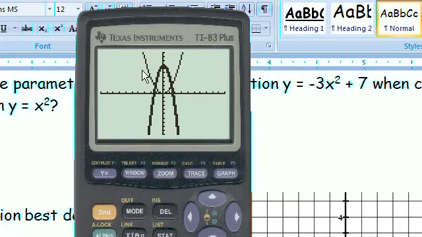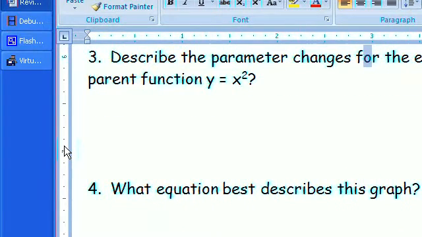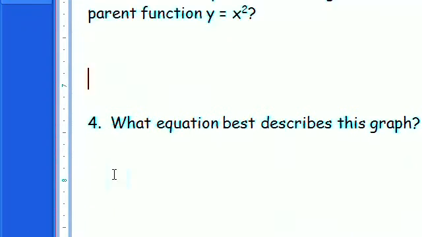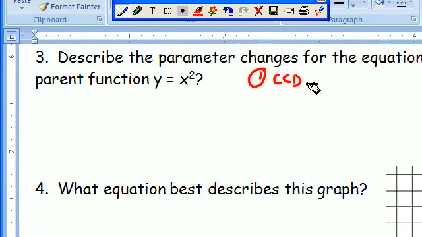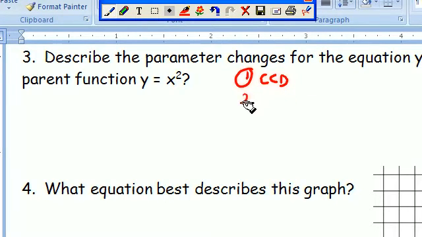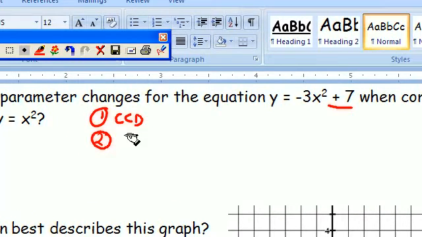Okay, it looks like it's obviously reflected downward. It's shifted up, and it's more narrow. Those are the three things that you need to mention for number 3. So number 1, it's reflected. It's concave down. I'll write CCD for concave down. Number 2, it has a vertical shift of plus 7.